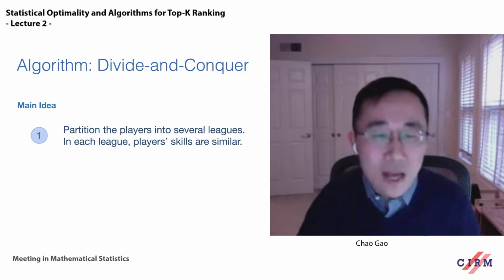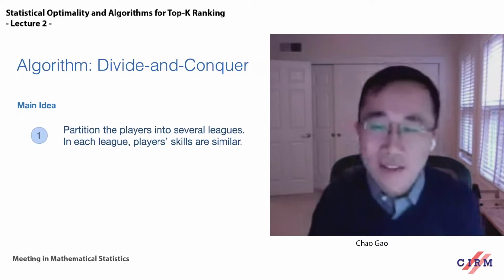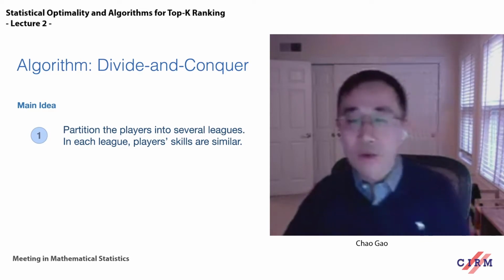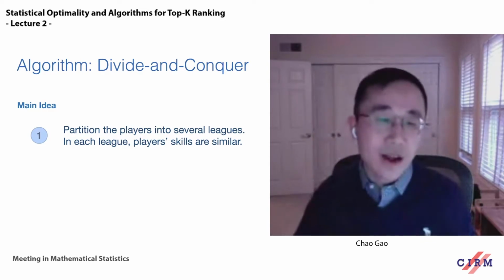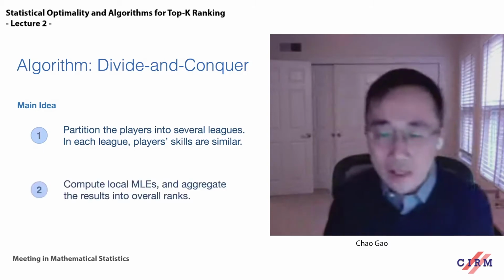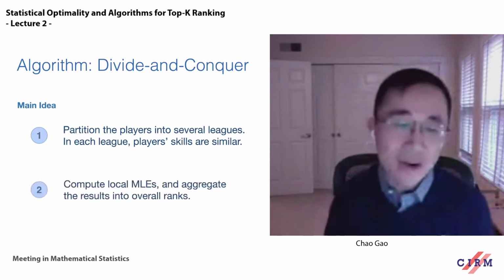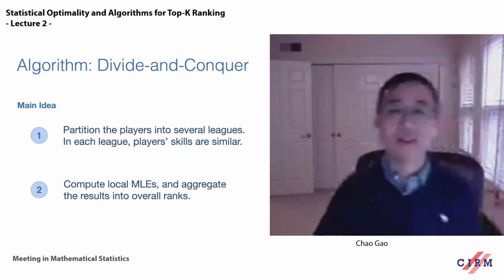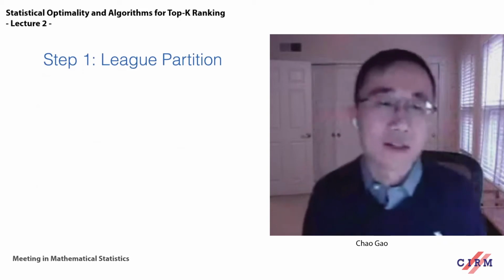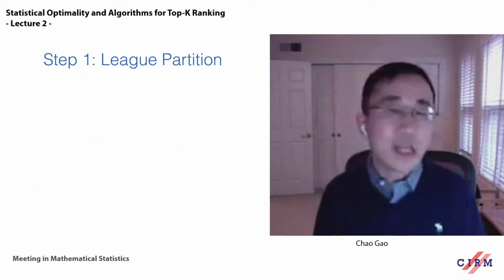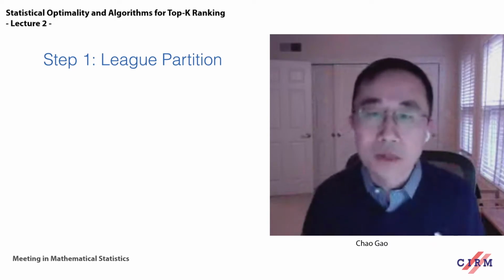So here's the main idea. At the first step, we are trying to partition players into several leagues, and in each league, we hope player skills are similar. In the second step, we want to compute local maximum likelihood estimators, and then we want to aggregate the results to get the overall ranks. So let's proceed and first talk about step one. In step one, we are trying to propose a league partition algorithm. So what is a league partition?